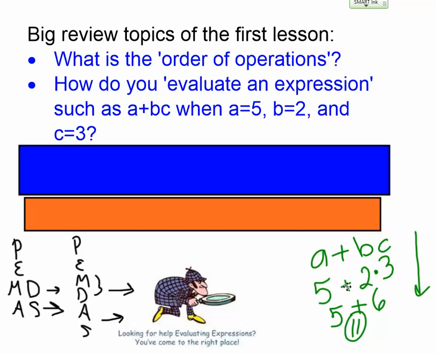So I don't add before I multiply first. 2 times 3 is 6. And now the last thing I do is the addition, and 5 plus 6 is 11. And remember, you go down your paper like this. Think of that upside down Christmas tree.